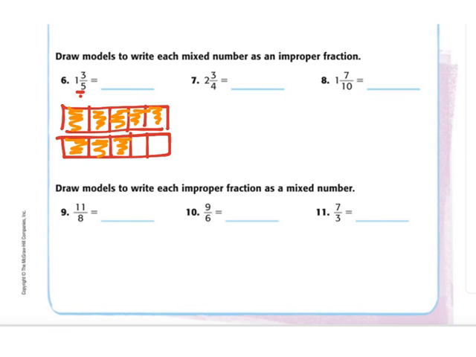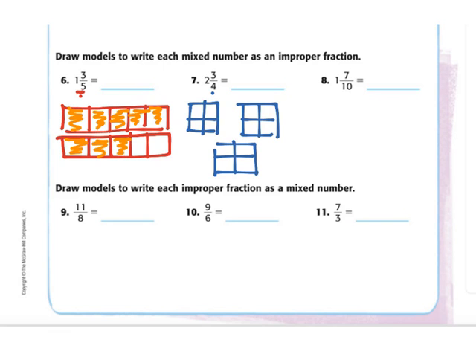Okay, number 7. I know I've got 2 wholes and a partial model, so I'm going to need 3 to make this happen: 2 for my wholes, 1 for my partial. How many pieces is it going to be divided into? 4. So I am going to draw 3 models that are divided into 4 units.